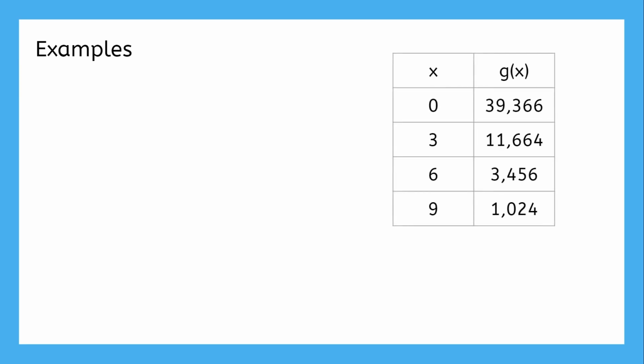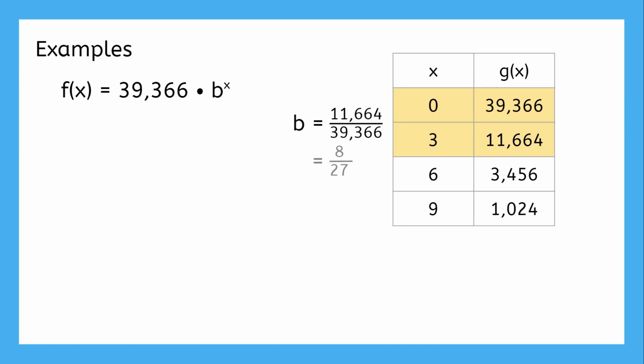There are a few things that can make it harder, like more spaced out inputs. In this table, we only have data in input intervals of 3. But that's okay. We already know how to handle wider intervals. We can see that the initial value is 39,366. And 3 units later, it has decayed down to 11,664. We can divide these to find the growth factor. We just have to adjust for the 3-unit interval by making the exponent x over 3.